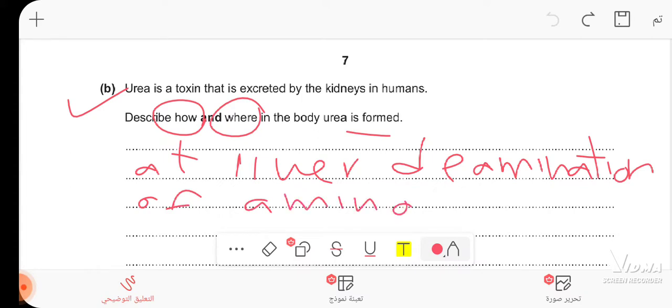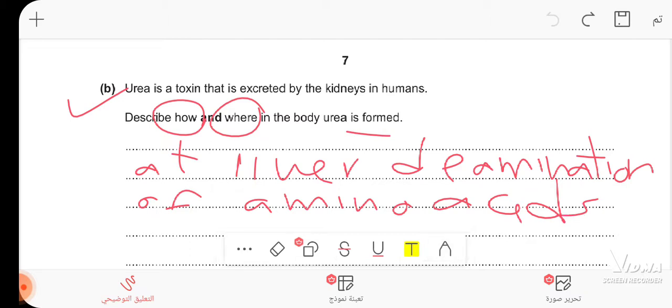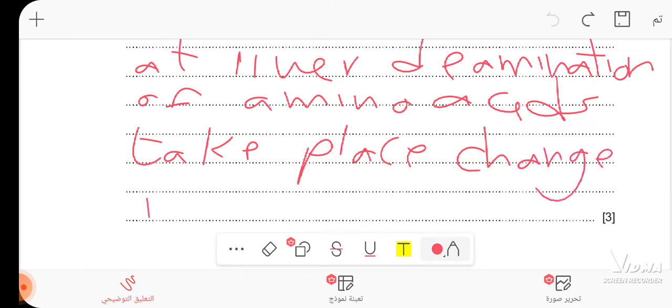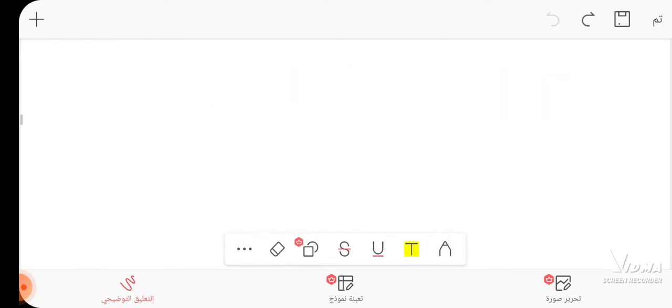Deamination of amino acids, meaning amino acids enter the liver from the small intestine in high amounts that our body doesn't need, or when the levels of amino acids in the blood are greater than the levels which our body needs, they will move to the liver, and the liver will break them down, or remove nitrogen from amino acids, changing it into urea. This process is called deamination. So in the liver, deamination of amino acids takes place, changing it to urea, which moves into the kidney and will be excreted.